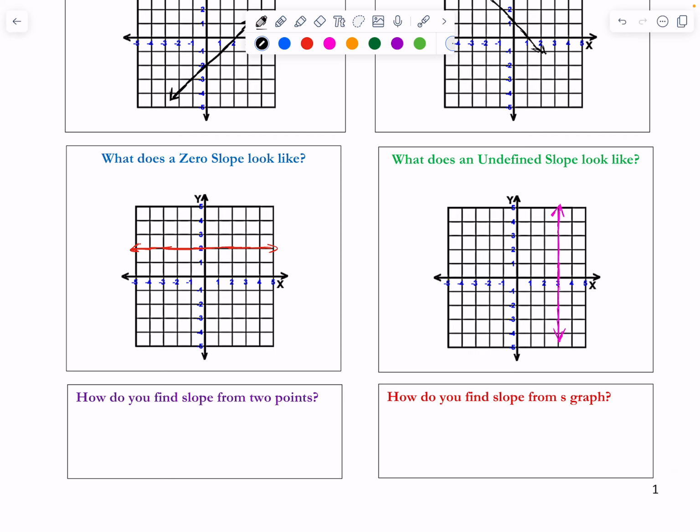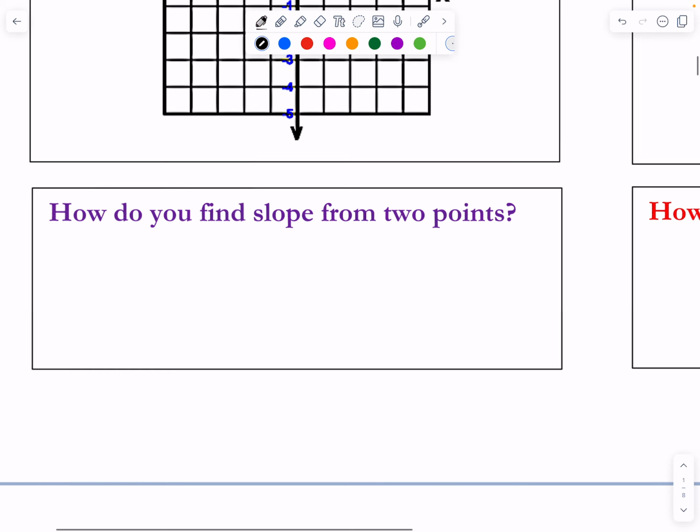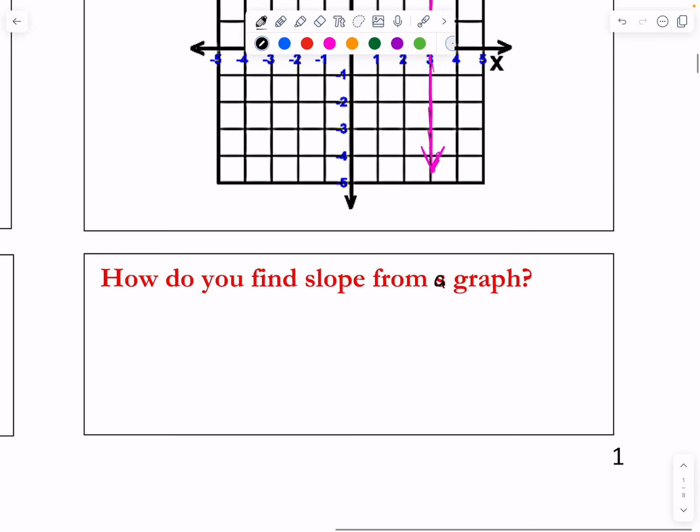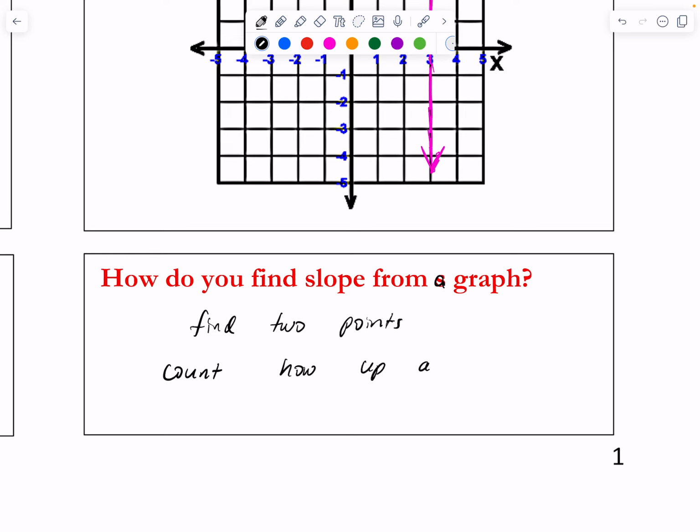How do we find slope from 2 points? Most students are going to use the slope formula, which is the change in your y values over the change in your x values. And then how do you find a slope from a graph? You're going to find 2 points on the graph, and you're going to count how far up and over.